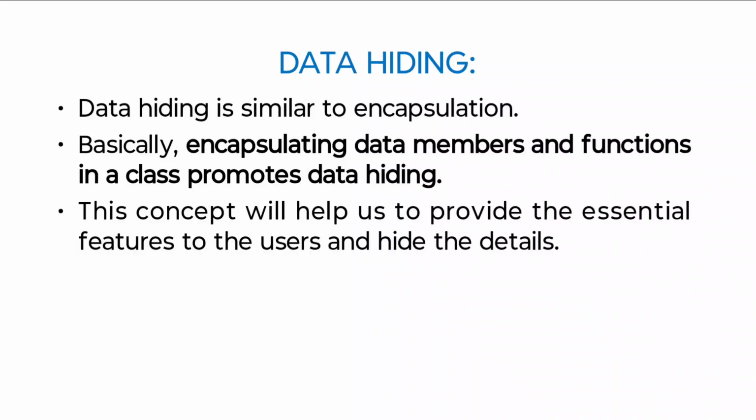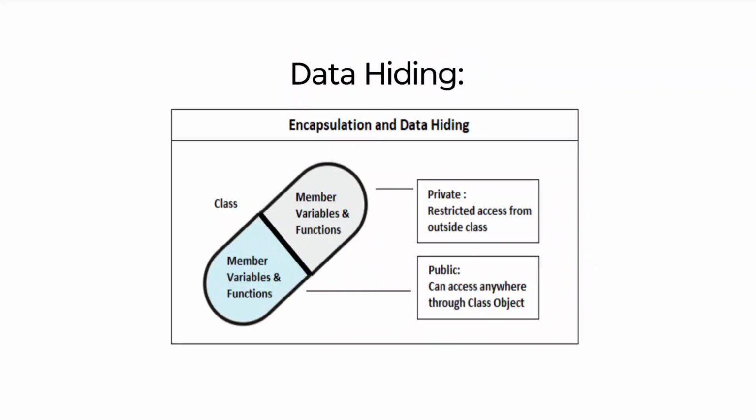What is data hiding? This is the same as encapsulation. Basically, encapsulation means data members and functions in a class promote data hiding. The concept helps us to provide the essential features to the users and hide the details, right? In a class, the data that a particular user needs is exposed, and the remaining data is hidden. That is called hiding of data. In private, access from outside the class is restricted. In public, we can access it anywhere through the class object.